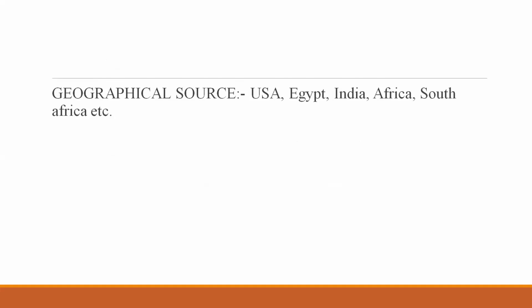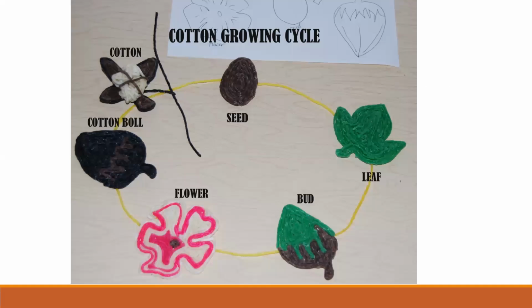Geographical source: the plant is cultivated in US, India, Egypt, Africa, and South Africa, etc. This is about the preparation of cotton, or you can say the cotton growing cycle. This is the seed of the cotton. When it matures, it gives a leaf, then bud, then flower, and in this flower there is a cotton boll. This is enclosed with the cotton, and when it opens, we can find the cotton.